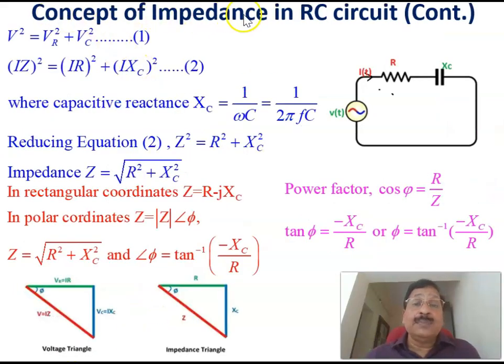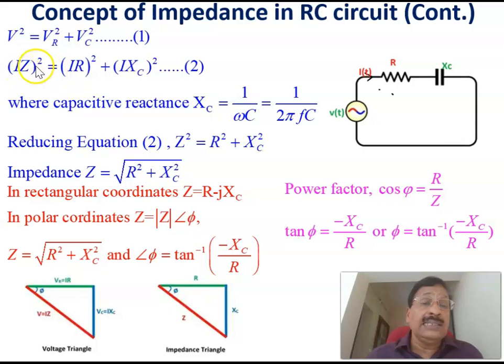Now continuing the concept of impedance in an RC circuit, as we have seen already in the inductive circuit, here it is resistance and capacitance. Therefore, same as before, the input voltage V equals the square root of VR square plus VC square. The vectorial sum of these two voltages is equal to the total voltage.